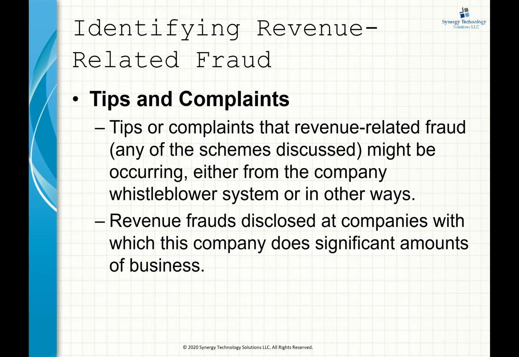Revenue fraud disclosed at companies with which the company does a significant amount of business. Sometimes multiple companies are involved in the fraud. Like in the case of Enron and WorldCom, they were doing a lot with telecom customers. So all the other companies, like Qwest, later on it was found that each was basically supporting the other's fraud.